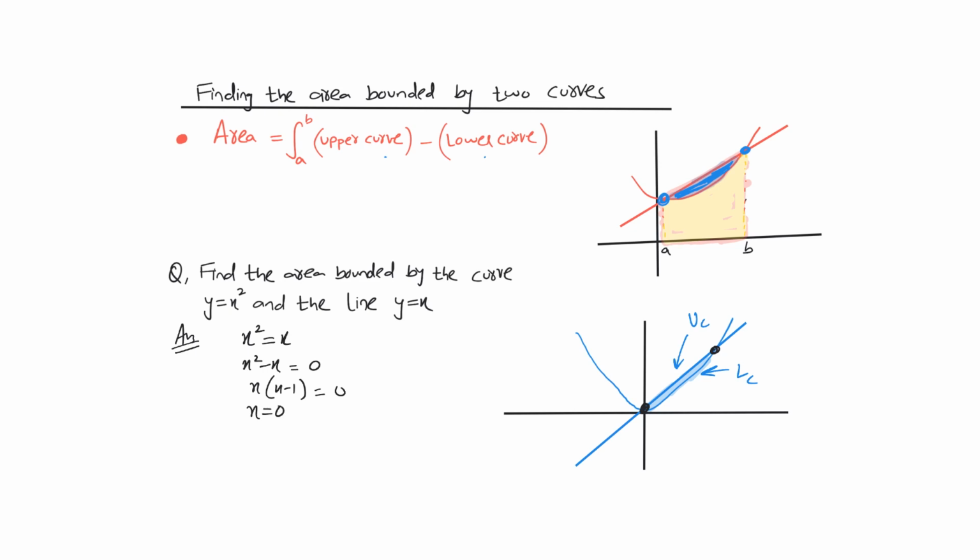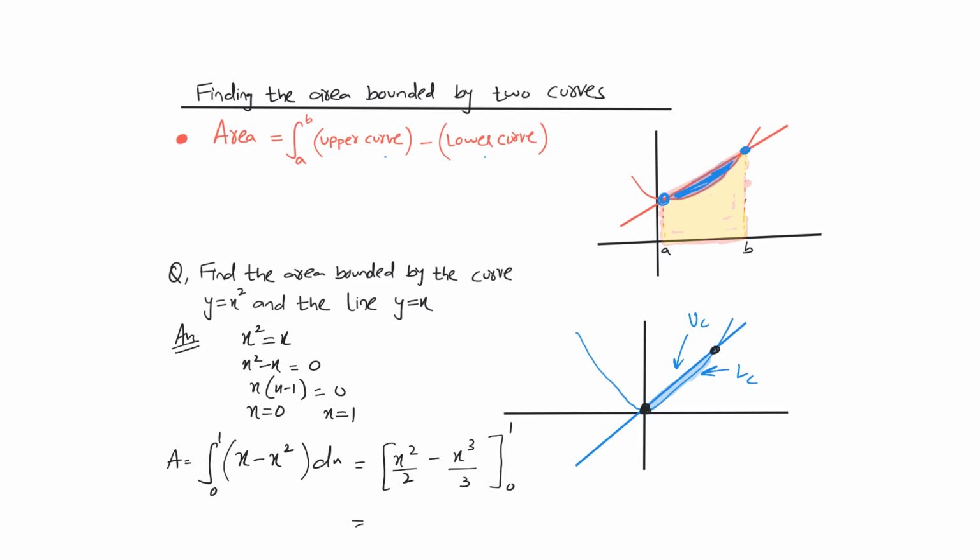So one of the x coordinates of the intersection point is 0 and the other point of intersection is 1. In order to find the area, you need to subtract the two equations, upper curve minus lower curve, then integrate it from 0 to 1 with respect to x. The integration of x would be x square over 2, and the integration of x square would be x cube over 3. The lower limit is 0 and the upper limit is 1.